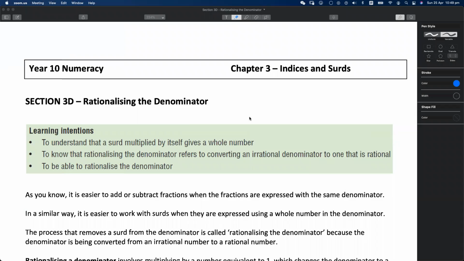Today we're going to have a look at a very short section, section 3D, rationalizing the denominator. Learning intentions: to understand that the surd multiplied by itself gives a whole number. This means the square root of something times itself gives you a whole number x. To note that rationalizing the denominator refers to converting an irrational denominator to one that is rational. We're going to get into it later. Lastly, to be able to rationalize the denominator.